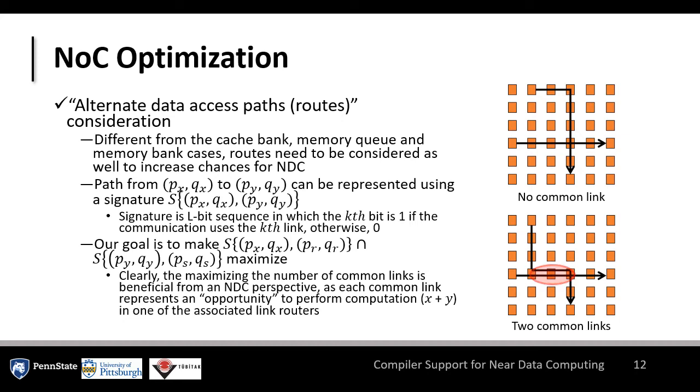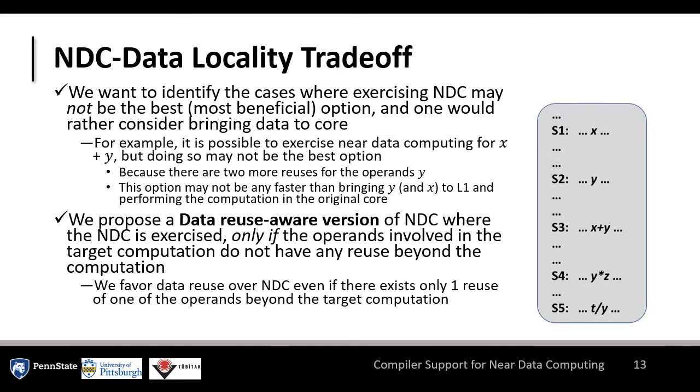Now, so far, I described this without paying attention to data locality optimization. Sometimes, although there is an opportunity to take advantage of near data computing, you may not want to do that. This is showing an example on the right-hand side. The issue here is that, just like in the previous slides, I can bring S1, S2, and S3 together, let's say somewhere at the beginning, so that I can perform X plus Y near data.